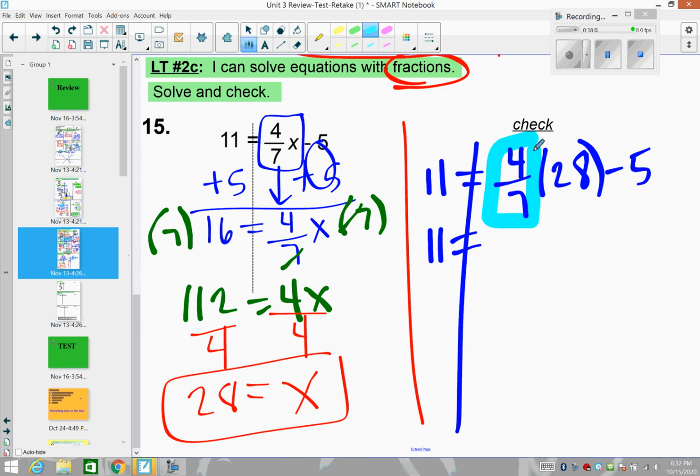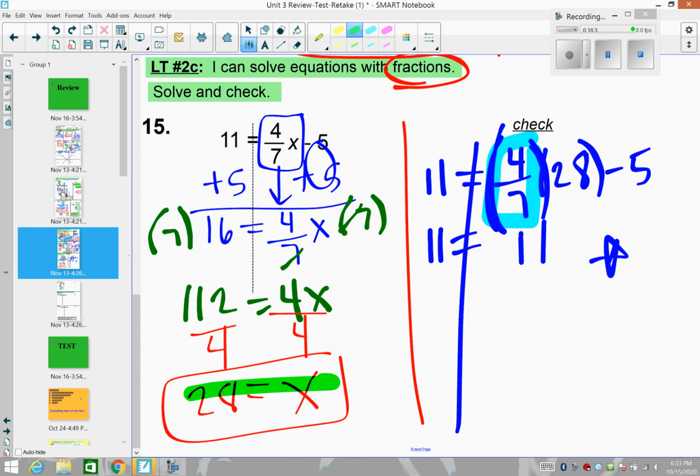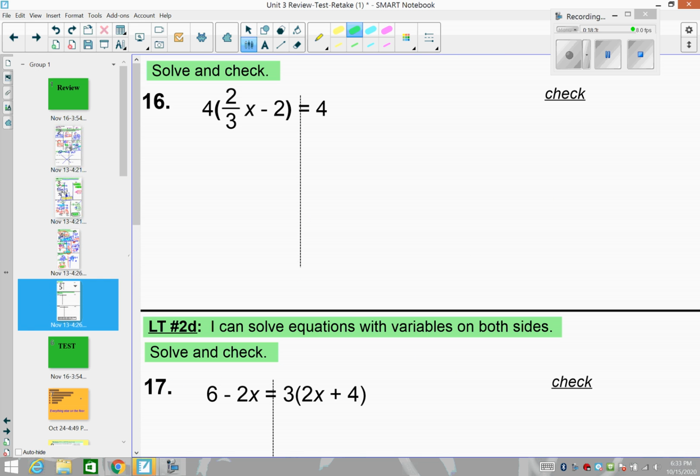4 divided by 7 times 28. Be careful on that, make sure to put a parenthesis. I just thought of that. Make sure you maybe use a parenthesis around that because that's a term, 4/7, times 28 minus 5, and make sure that the left side does equal the right side. It did. But I would use a parenthesis around that when you type it in, 4 divided by 7. Sweet. So we know that the x value is equal to 28. Awesome. So that's our first problem with some fractions in it. Okay, we're going to try a couple more with some fractions in it.